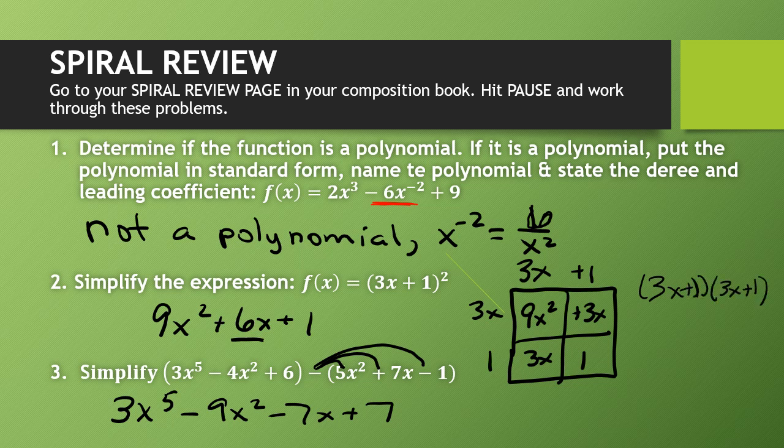All right, and on problem number 3, the biggest error I see in students is they forget to distribute the negative to all the terms in the second polynomial. So just make sure that that negative goes to every single term in the second binomial.